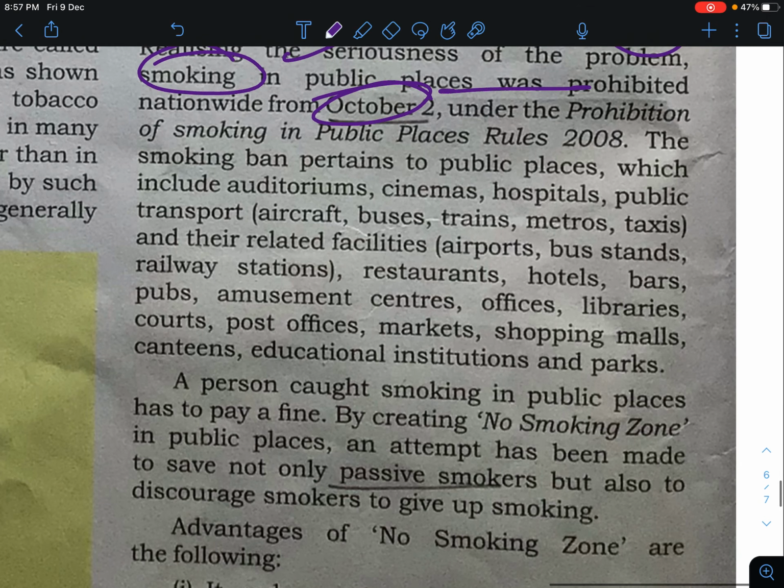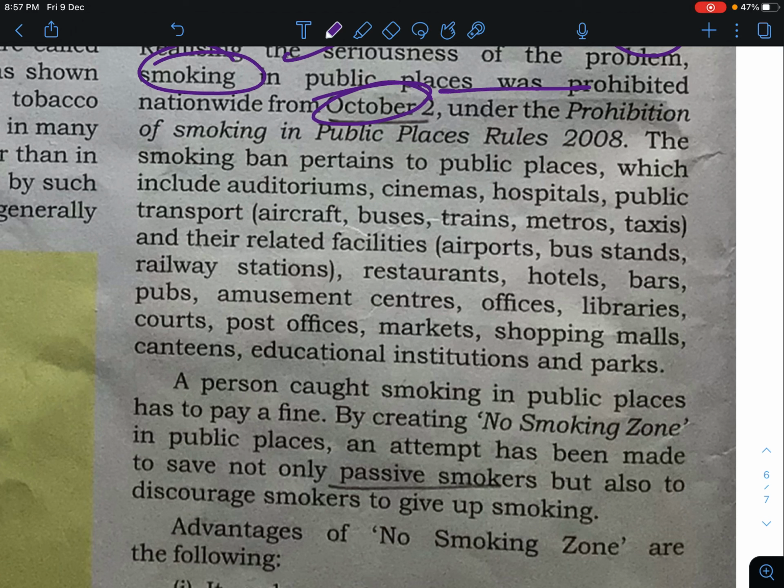The smoking ban pertains to public places which include auditoriums, cinemas, hospitals, public transport, that is aircraft, buses, trains, metros, taxis, and their related facilities, that is airports, bus stands, railway stations, restaurants, hotels, bars, pubs, amusement centers, offices, libraries, courts, post offices, markets, shopping malls, canteens, educational institutions, and parks.